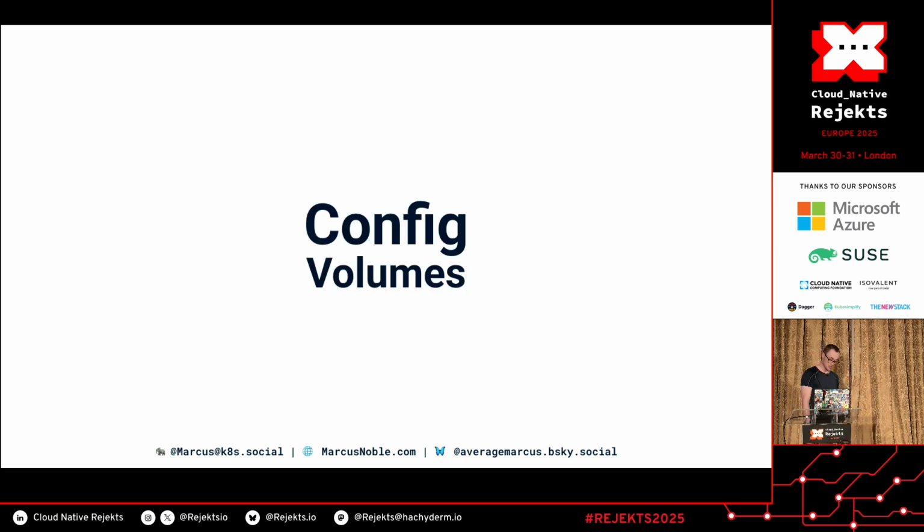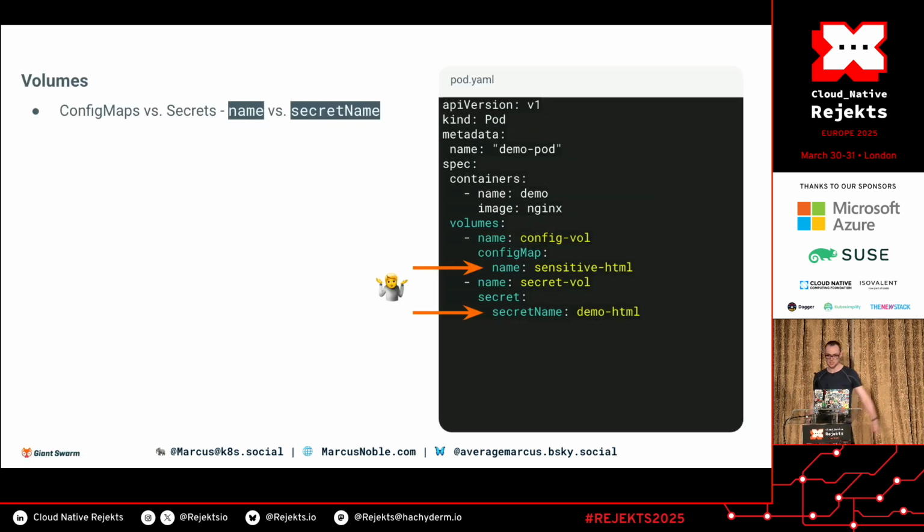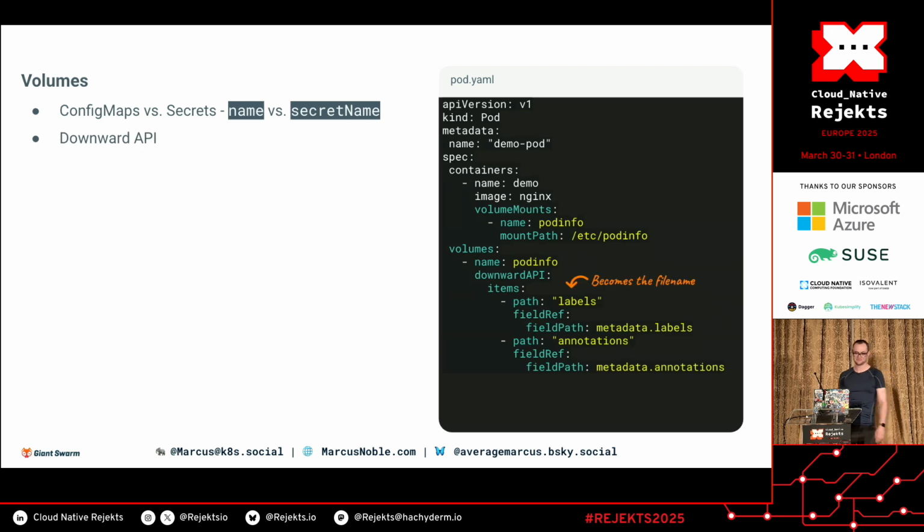Cool. Volumes. Again, volumes, huge topic, but we're going to talk about a few things. This annoys me. When you're referencing config maps versus secrets as volumes, config map is configMap.name, secret is secret.secretName, and I hate this inconsistency so much. I know it's never going to get fixed, but we need a V2 just to fix this. It bugs me. I have to look it up every single time.